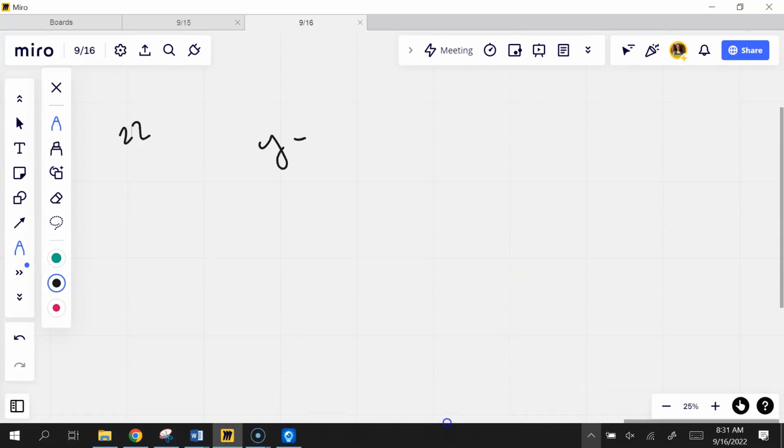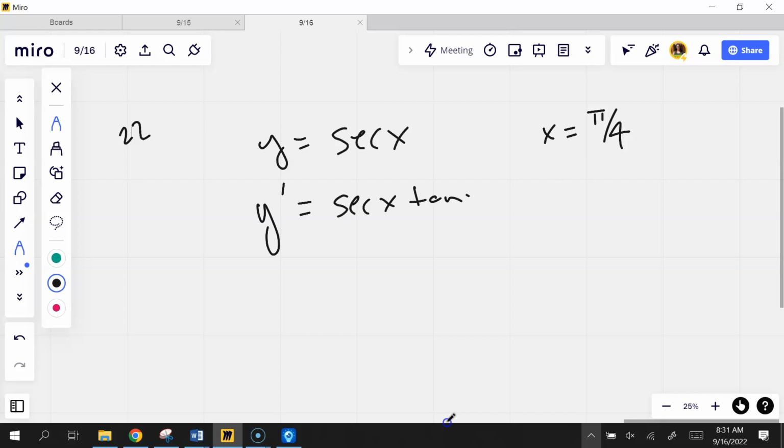22, y equals secant x at x equals pi over 4. So I need the derivative at pi over 4 for the tangent line. So derivative of secant x, again, that's just the derivative off the green sheet: secant x tangent x, and I'm going to find that at pi over 4.